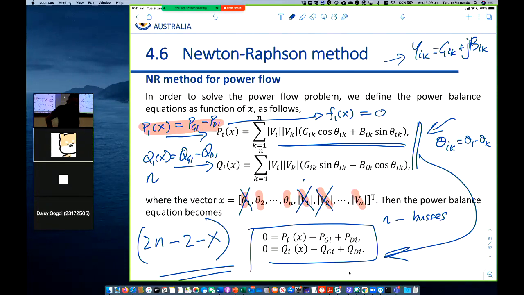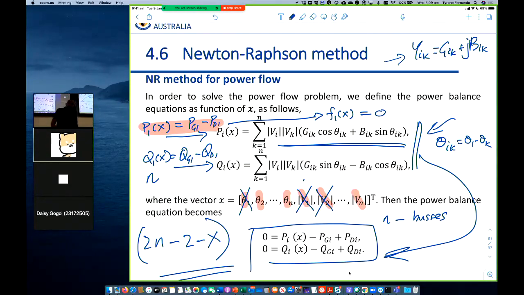Okay, so you know what theta_ik is? Theta_ik is theta_i minus theta_k, and you know what theta_i and theta_k are. They are the voltage angles at bus i and bus k. And we have Q_i, the reactive power. The right hand side just shows the reactive power flows in the network.